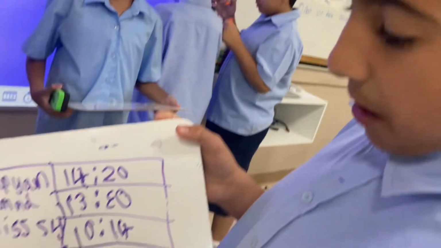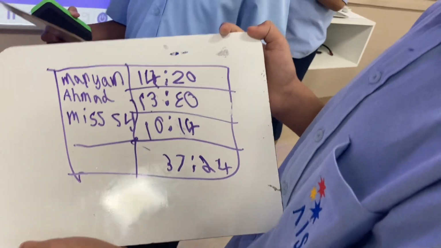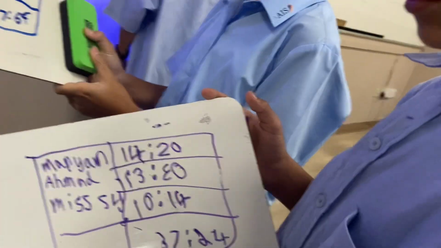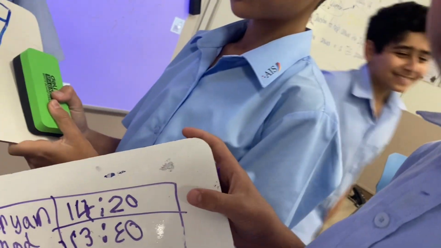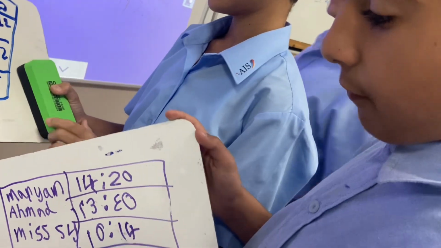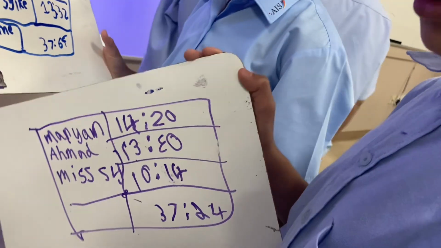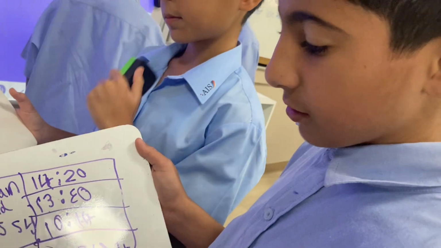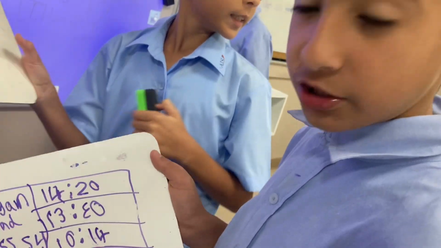So, who was your fastest runner? Mariam. So, who was your fastest runner? Mariam. What was her time? 40.20. And who was the slowest runner? 10.14.